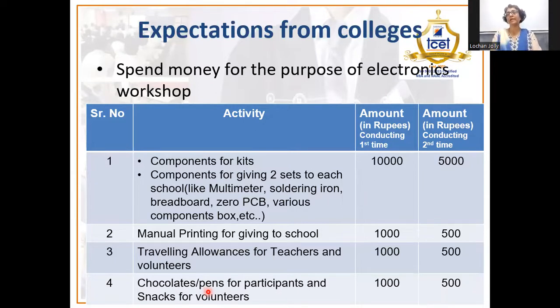Previously we used to give them 5 rupee chocolates. But during the pandemic, we came across a condition from the schools that no eatables can be given. So we started giving pens, which I think was more appreciated by the students of those BMC schools. The cost was the same. And definitely when your volunteers are going, it's a good gesture to give snacks or breakfast to the volunteer team also.